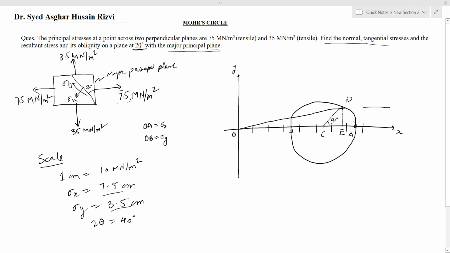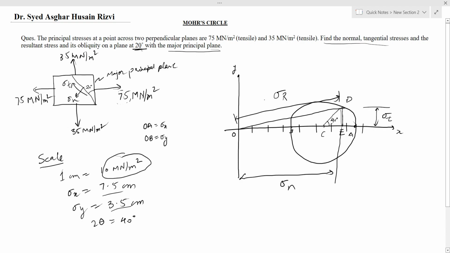Now, since we have studied all the cases, we know that this distance from D to E is sigma t, or the tangential stress. This distance from O to E is the normal stress, and this distance from O to D is the resultant stress. We will use the scale and we will measure this in centimeter and we will multiply it by 10 so that we can find out the final value of normal, tangential and resultant stress. This angle DOE is the angle of obliquity phi. We will measure it using a protractor and we will finally write the value of phi.